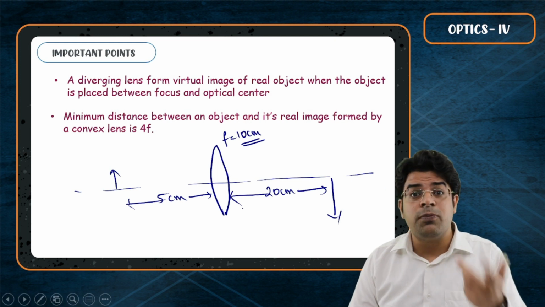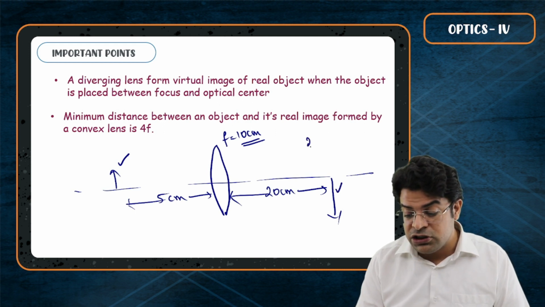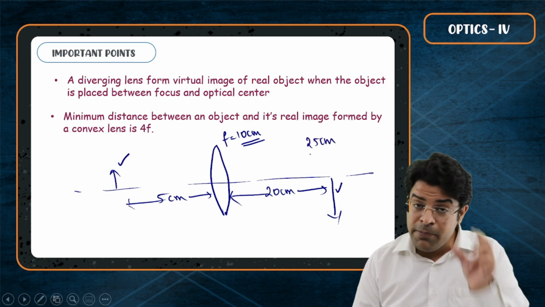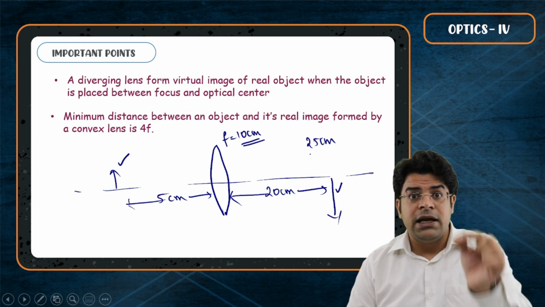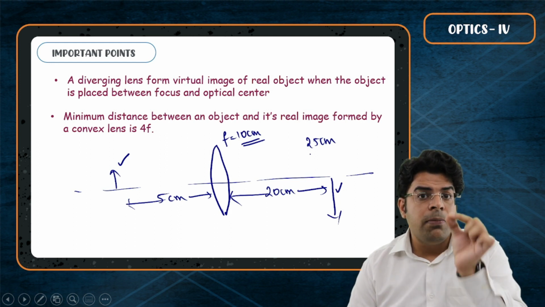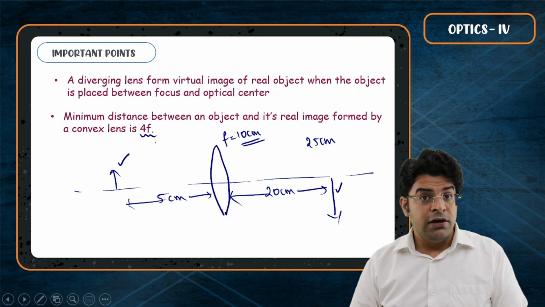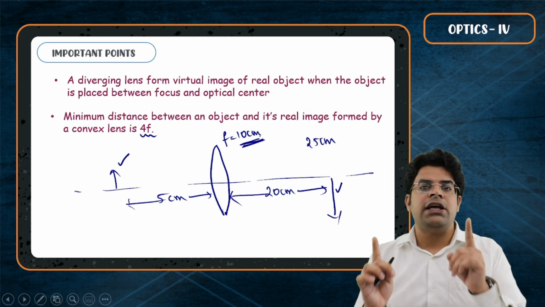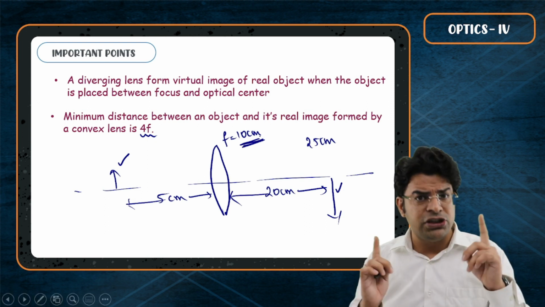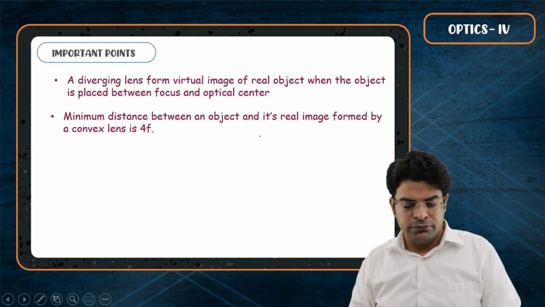Why is it not possible? Because here the separation between the object and its real image is 25 centimeter. The minimum separation between the real object and the real image formed by a converging lens has to be 4f. If the lens has a focal length of 10 centimeter, then the minimum separation has to be 40. It can be 50, it can be 60, it can be 80, but it can't be less than 40.